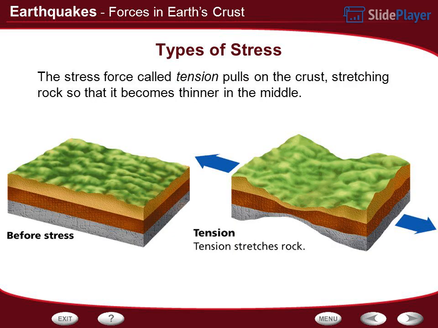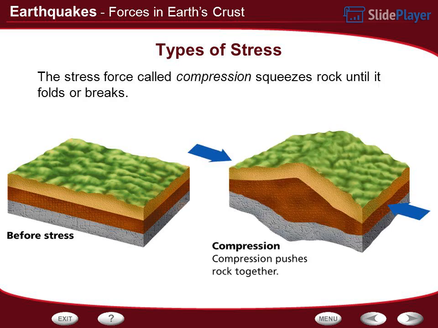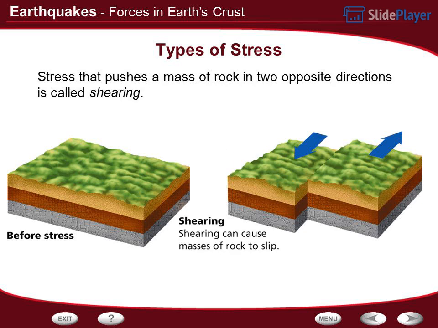Types of stress, forces in Earth's crust. The stress force called tension pulls on the crust, stretching rock so that it becomes thinner in the middle. The stress force called compression squeezes rock until it folds or breaks. Stress that pushes a mass of rock in two opposite directions is called shearing.